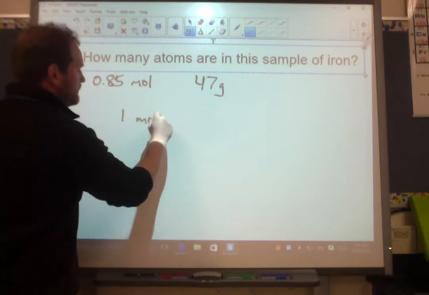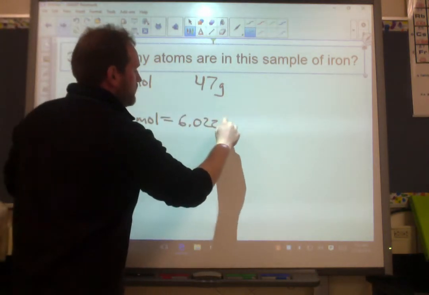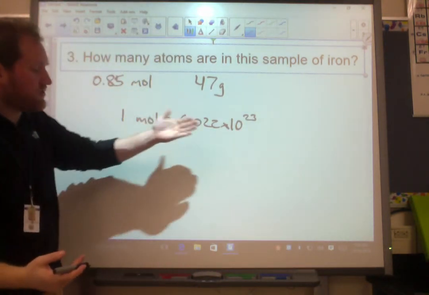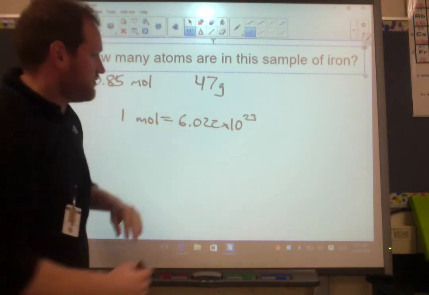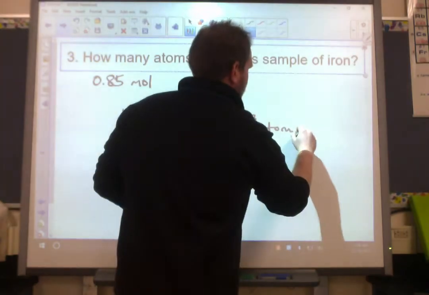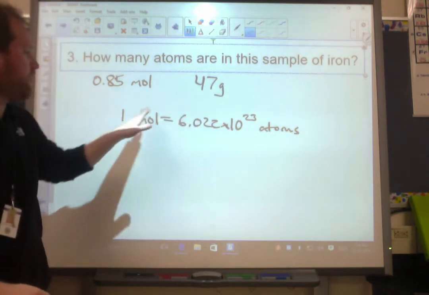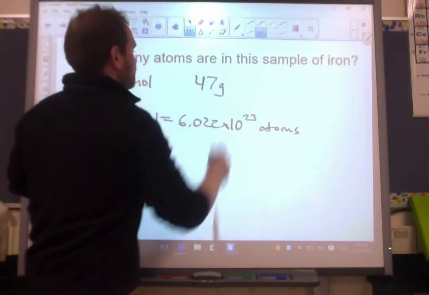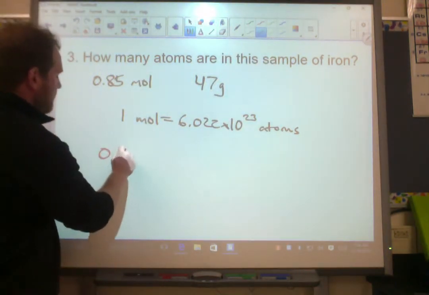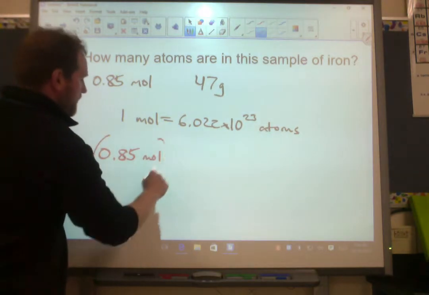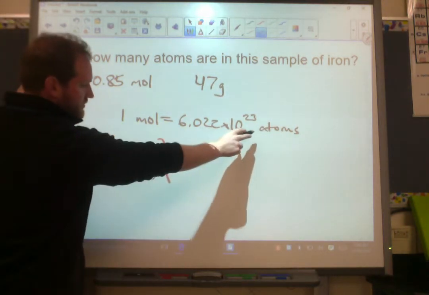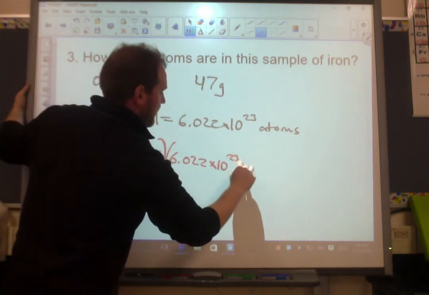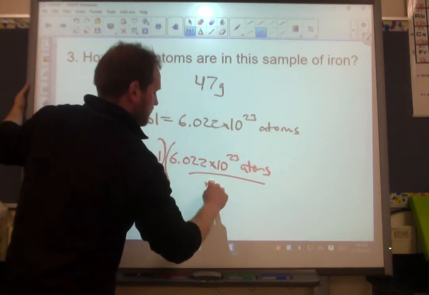And we're going to use the moles with Avogadro's number. So 1 mole equals 6.022 times 10 to the 23rd particles, as we normally say, but in this case, it's going to be atoms, because 1 mole of iron is going to be this many atoms. Okay, so Avogadro's number with the mole. We're not going to use grams at all. So how many atoms are in this sample? Well, we start with 0.85 moles times, now we want to turn our moles into atoms, so we're going to say 6.022 times 10 to the 23rd atoms per mole.